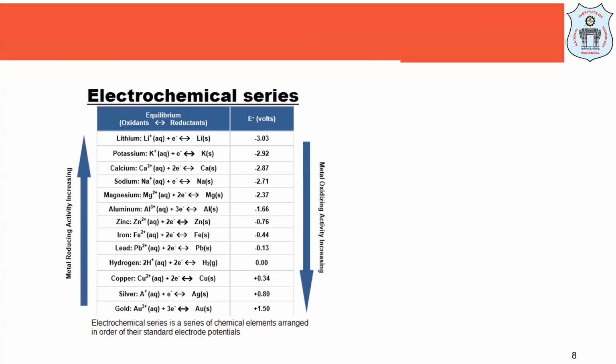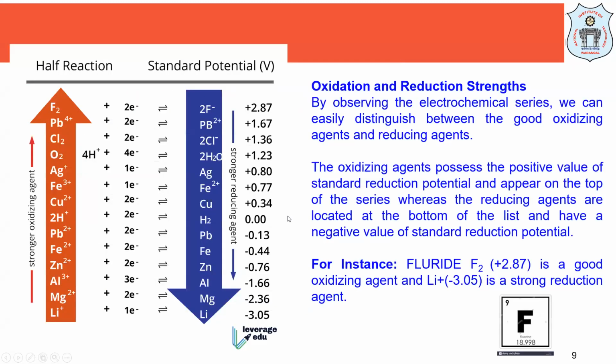Okay. So we know about this electrochemical series, where we have a list. If you look at this list, starting from lithium, potassium, calcium to gold, on the left-hand side it is written metal reducing activity increasing. That is, reduction capability increases. Whereas if you go from top to bottom, the oxidizing ability increases. Accordingly, we have the EMF that can be generated when you use them, which can be seen here.